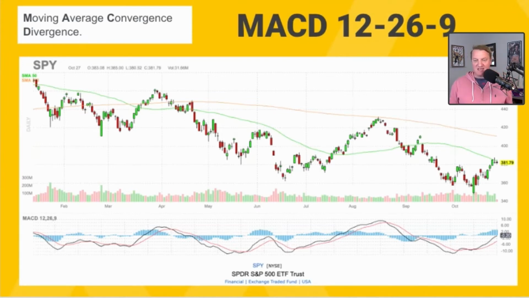The problem with the MACD, unfortunately, is that you can get a lot of this. See this chop where the black line goes under the red and then it chops around, and that's not giving us any clear indicator in any capacity. So that's the problem with the MACD.